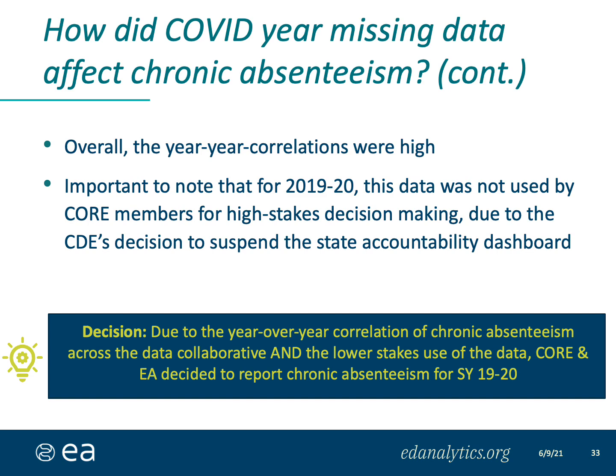After reviewing these outcomes, the teams also considered the use of the chronic absenteeism metric. Because the CDE suspended accountability usage of the state dashboard, this data would not be used by districts for high-stakes decision-making, but rather it would help them understand their school and district chronic absenteeism patterns during the COVID-19 impacted year. Given this context and the well-correlated year-over-year findings, the EA and core teams decided to report the chronic absenteeism metric for the 2019-20 school year.